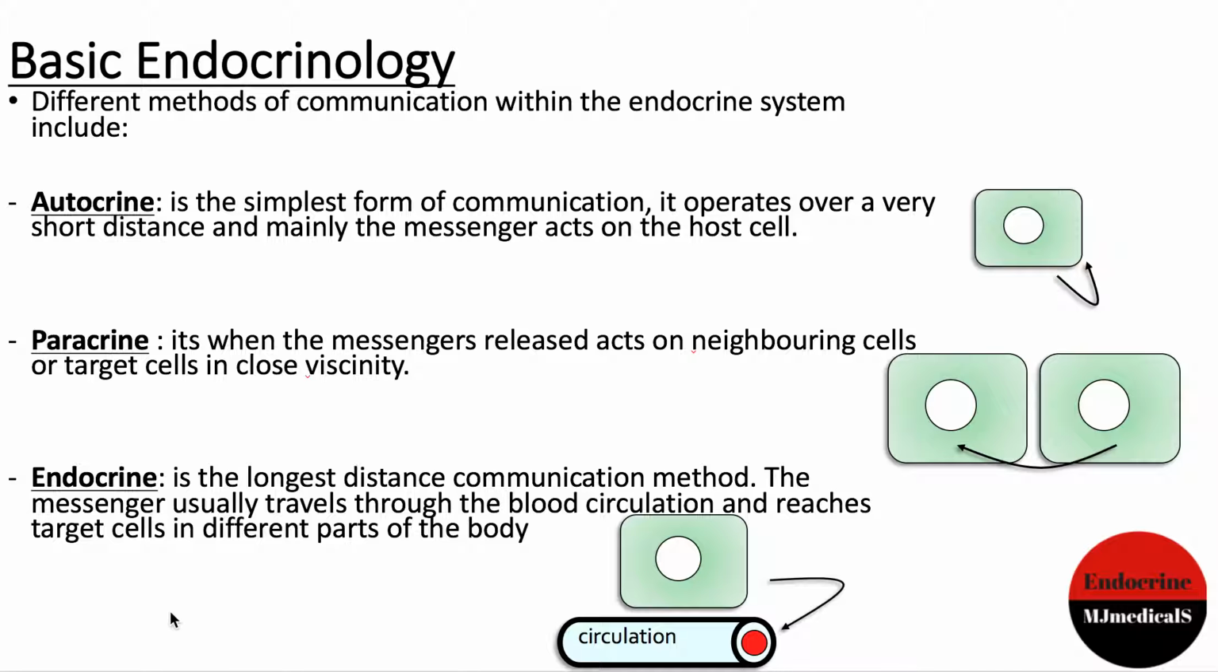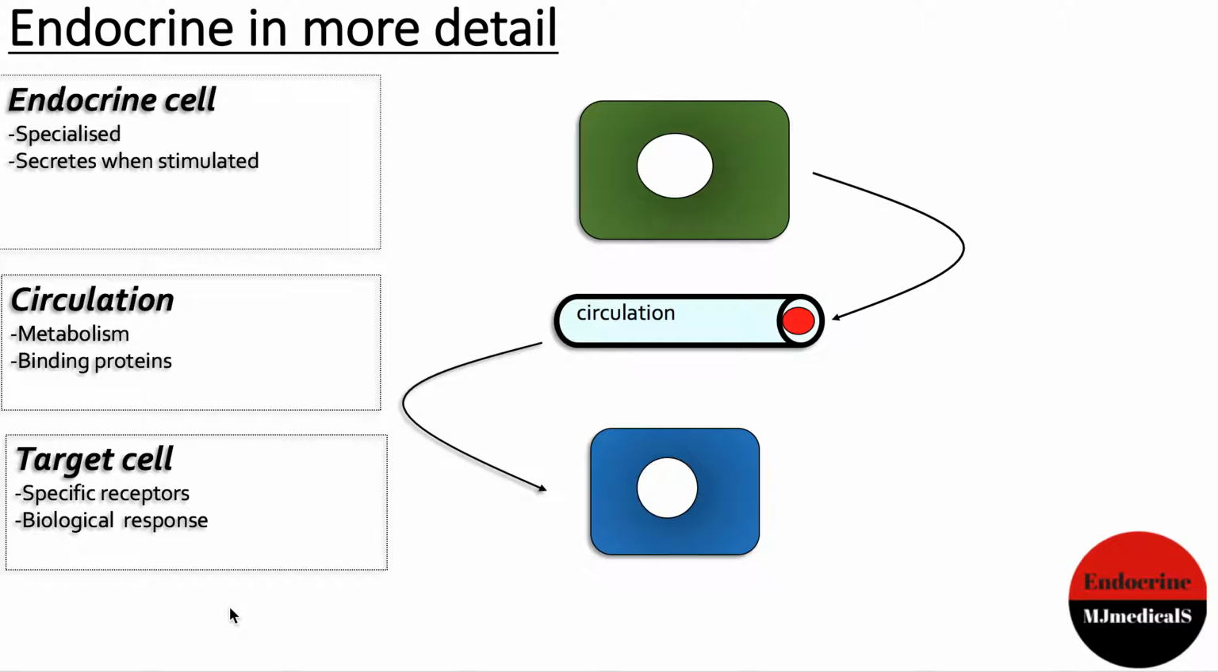Now, the endocrine system is what we're most interested in, and the way in which most of our body works. It's the longest distance communication method, and it usually involves a cell which releases a messenger molecule that then travels into the blood circulation, via your blood vessel, and then it reaches a target cell. Right, and that's what we're going to be focusing on in the next few slides.